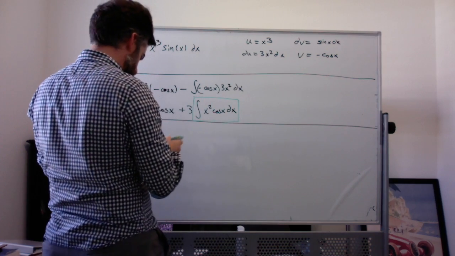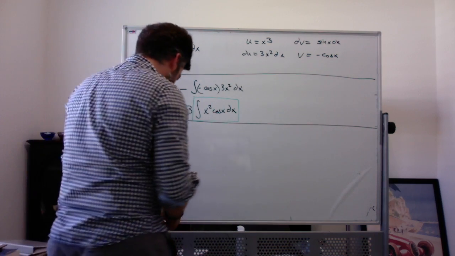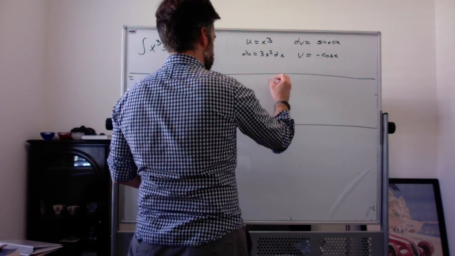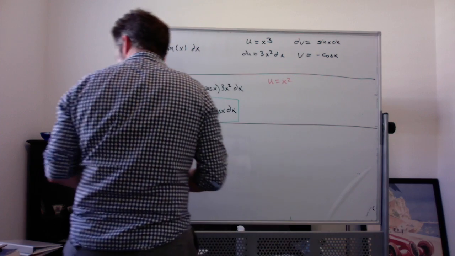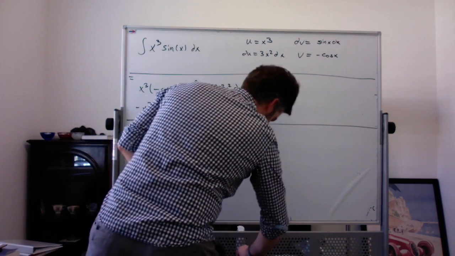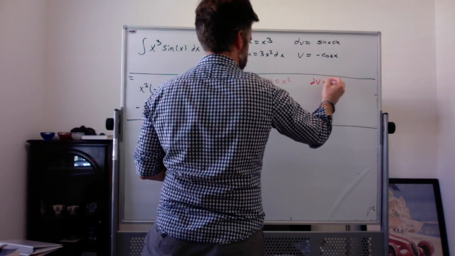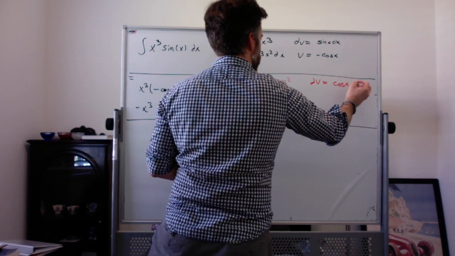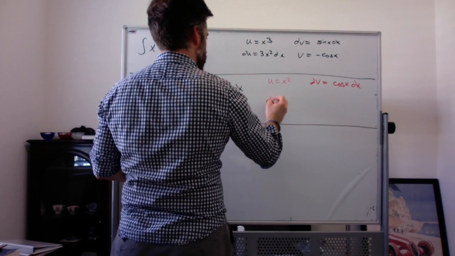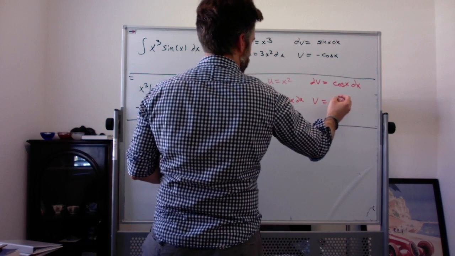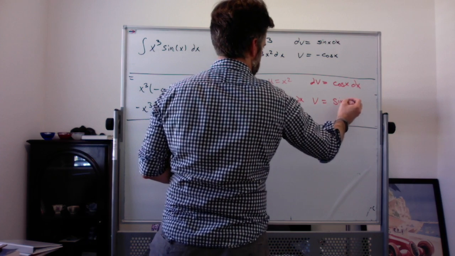For that integral there, maybe I'll use a different color. The colors are good. For that integral, I'm going to let u equal x squared. This pen is not great though. Try a different pen. So u is x squared, dv is the rest. That's a better pen, that's the one I was looking for. du is 2x dx, and v is equal to the antiderivative of cosine, which is sine of x.